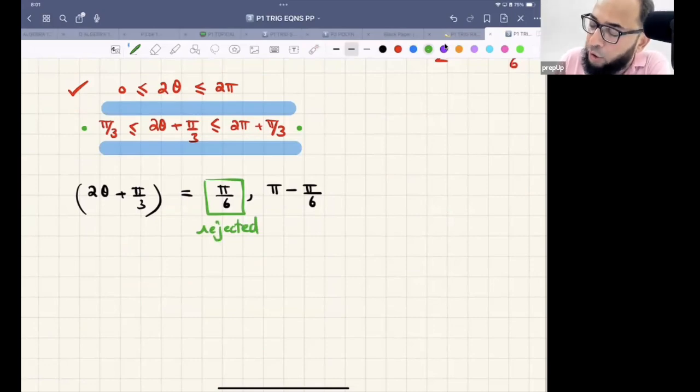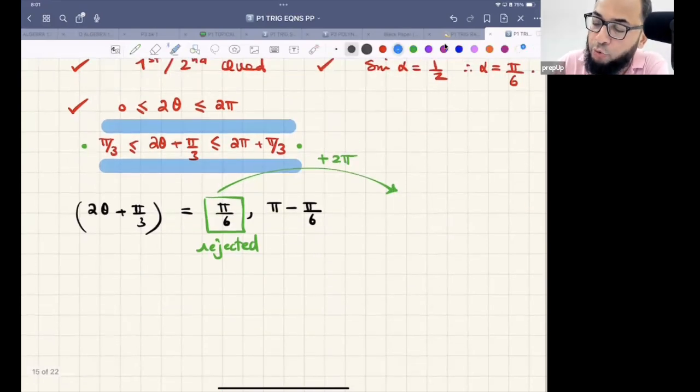And what is the alternative? The alternative is add 2 pi. Now let me explain to you why am I adding 2 pi. There are so many things on the sidelines over here. Now I'm drawing this line.